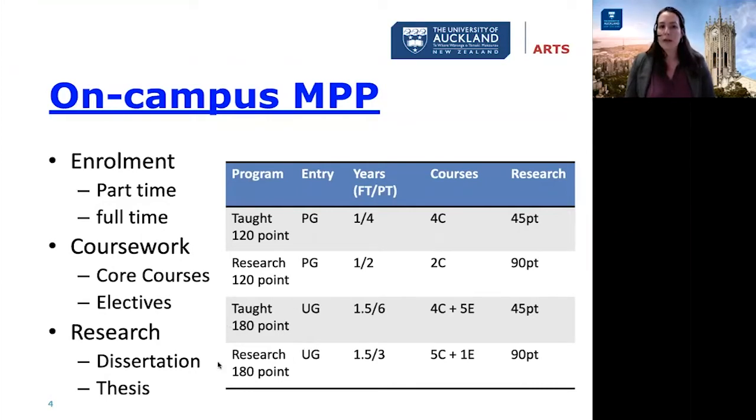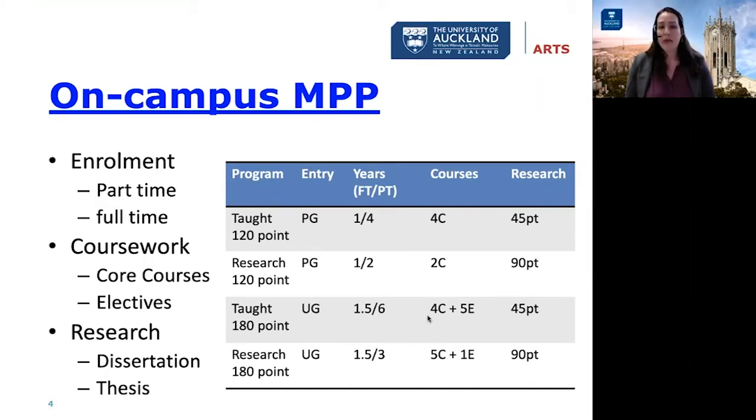The 180-point programs, these 2 rows down below, these are for students who haven't done an honors year or are coming from disciplines that don't have a large grounding in government or politics or policy. So these are 1.5-year programs that you can do straight from undergraduate without taking honors. You can also do them part-time or full-time.